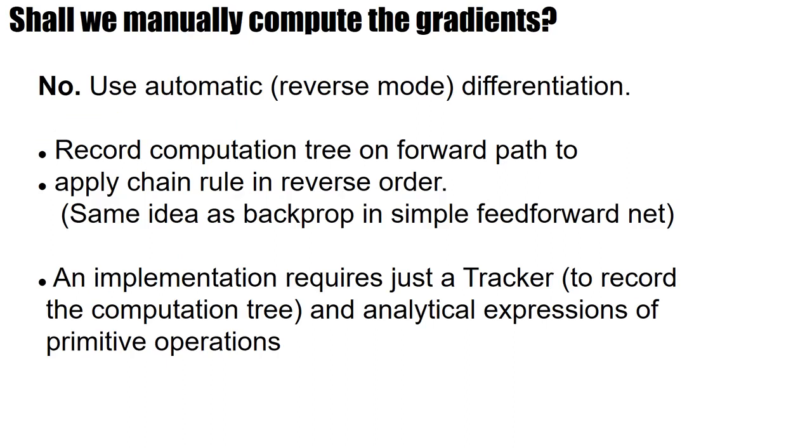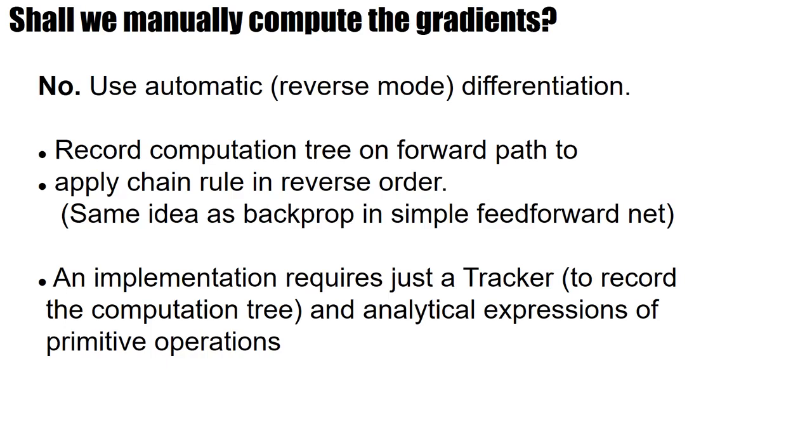In a previous video, we have calculated by hand the derivatives that come out of a convolutional layer with max pooling. But is this really what we want to do? Shall we really manually compute the gradients? Of course not. We should use automatic differentiation, also called reverse mode differentiation.